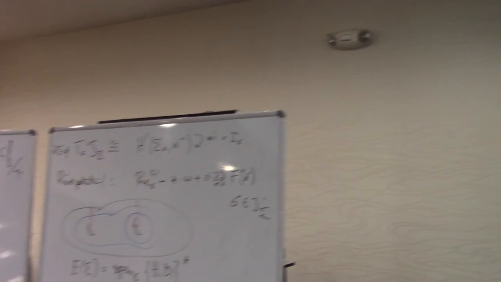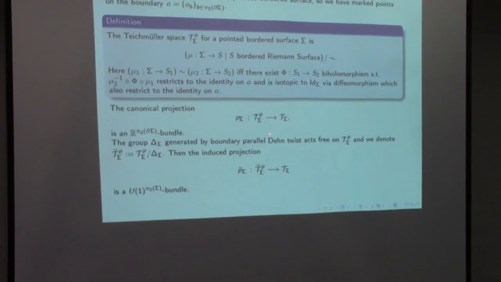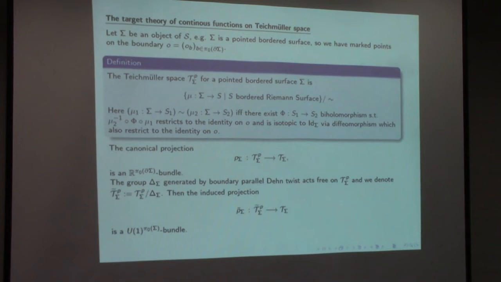Okay. Very good. So the thing is that, of course, there is a canonical map from this Teichmuller space. I call this Teichmuller space up P for marked points. So there's a map here. You can just relax the equivalence relation, right? The set is the same, but the equivalence relation is stronger. So if I just relax the equivalence relation, I get a map from here to here. And in fact, this map is simply an R bundle, with R to the number of boundary components.